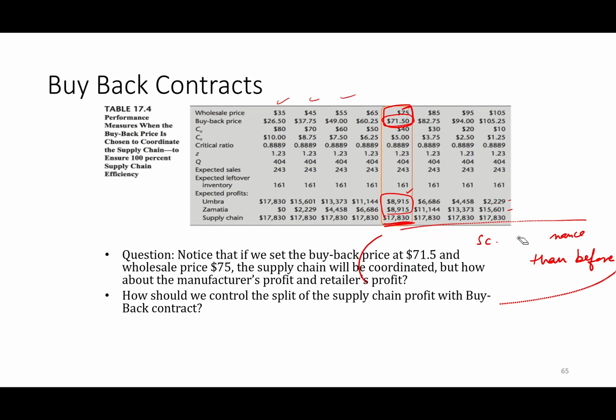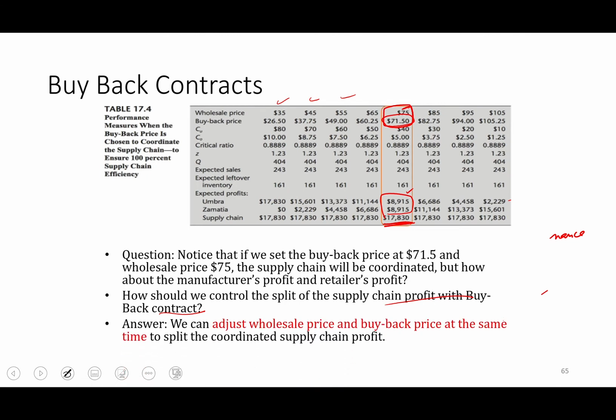Okay, let me take that away. So we say that the supply chain is coordinated. And the split of the profits is equal. So essentially we can adjust the wholesale price and buyback price at the same time so that we split the coordinated supply chain profit.